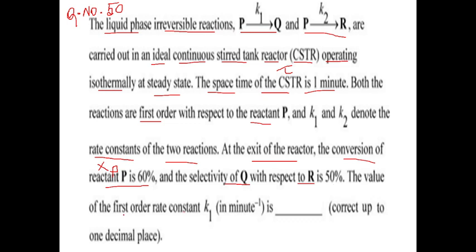The value of the first order rate constant K1 in minute power minus 1. The objective of this question is to determine the first order rate constant K1 in minute power minus 1. After calculating the K1 value, we have to round the result to 1 decimal place, or correct up to 1 decimal place.